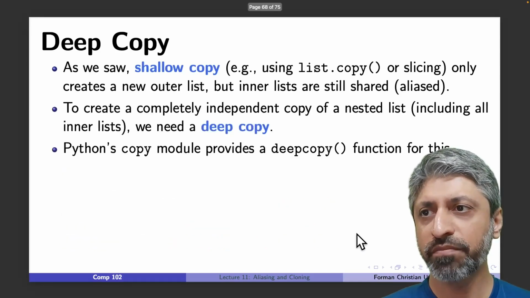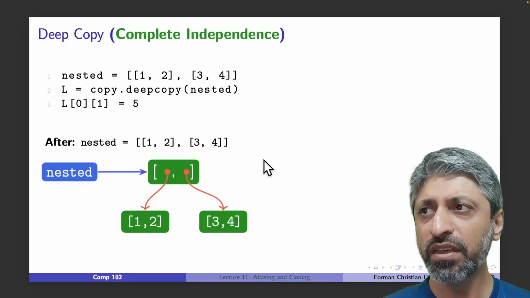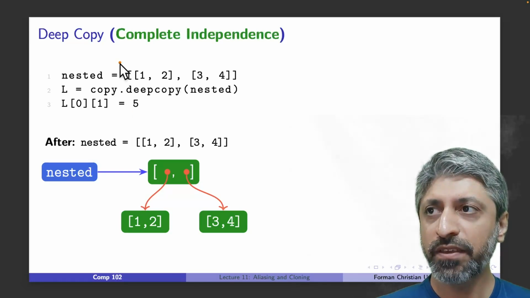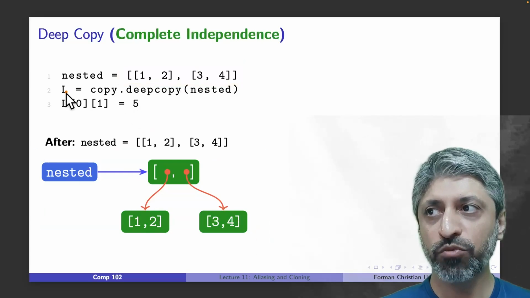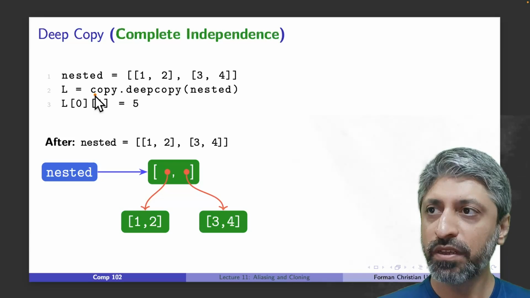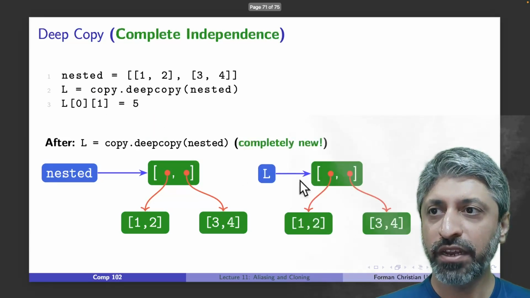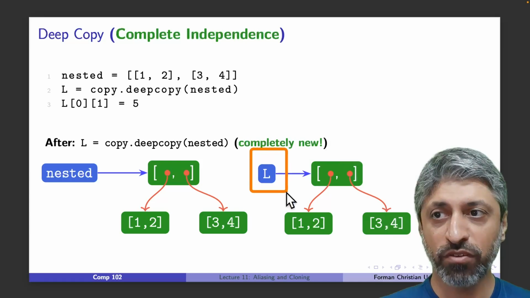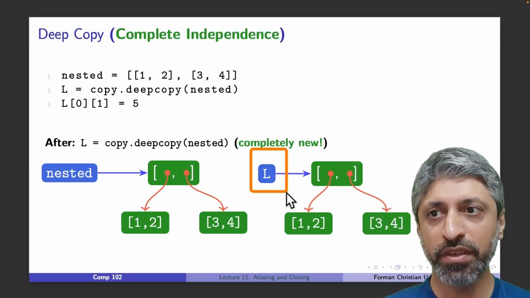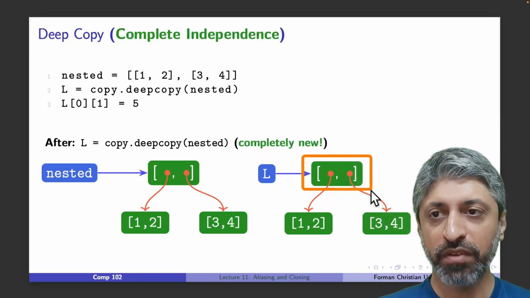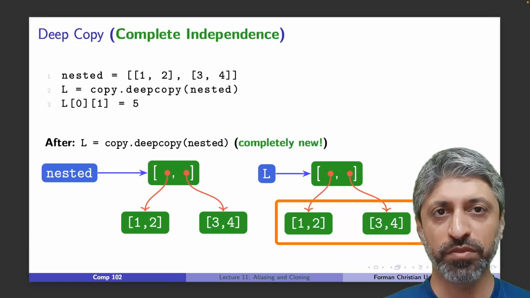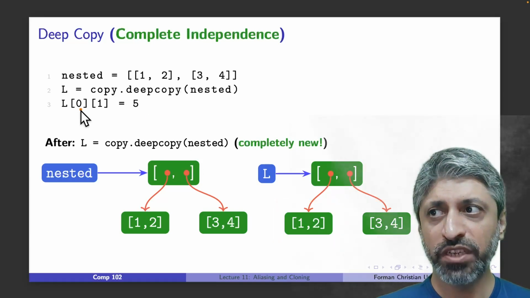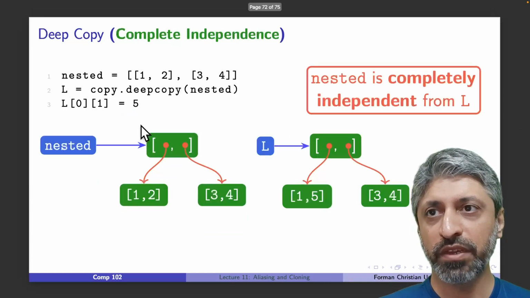If you look at it visually, it looks something like this. First you created nested, and its internal structure looks like this. But in line number 2, when you're doing a deep copy of it, that is going to create another completely independent copy of L. That is not an alias to nested, that is a completely different copy with a different top level list and also all of the nested lists or nested mutable objects. And when you change one, it's going to be completely independent of the other.